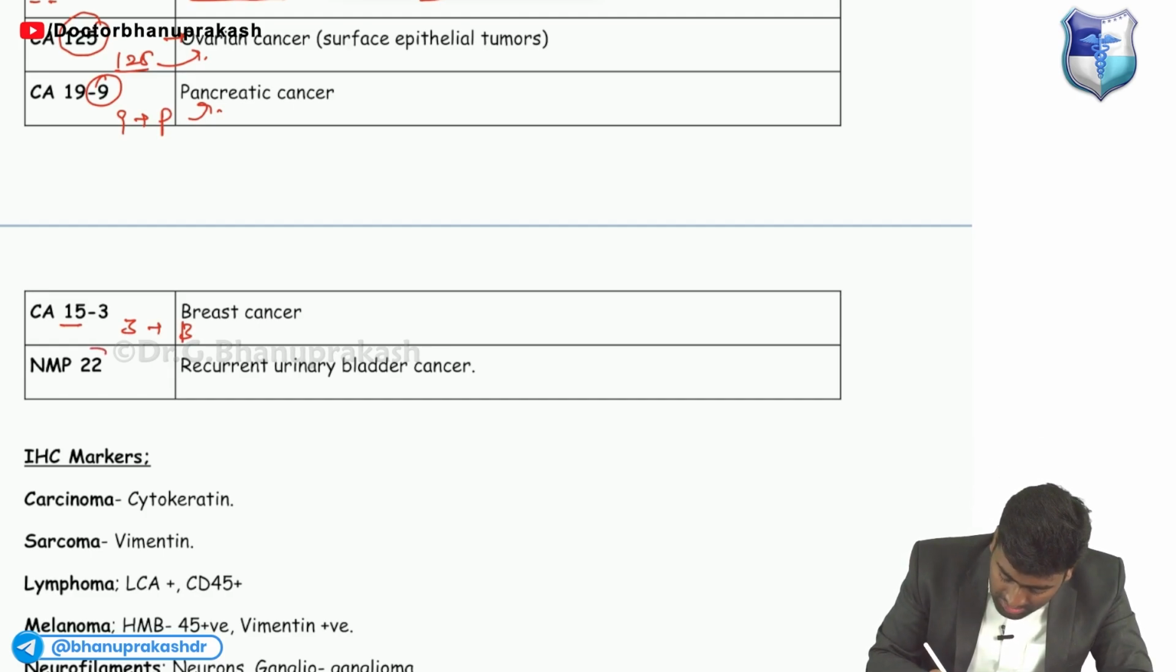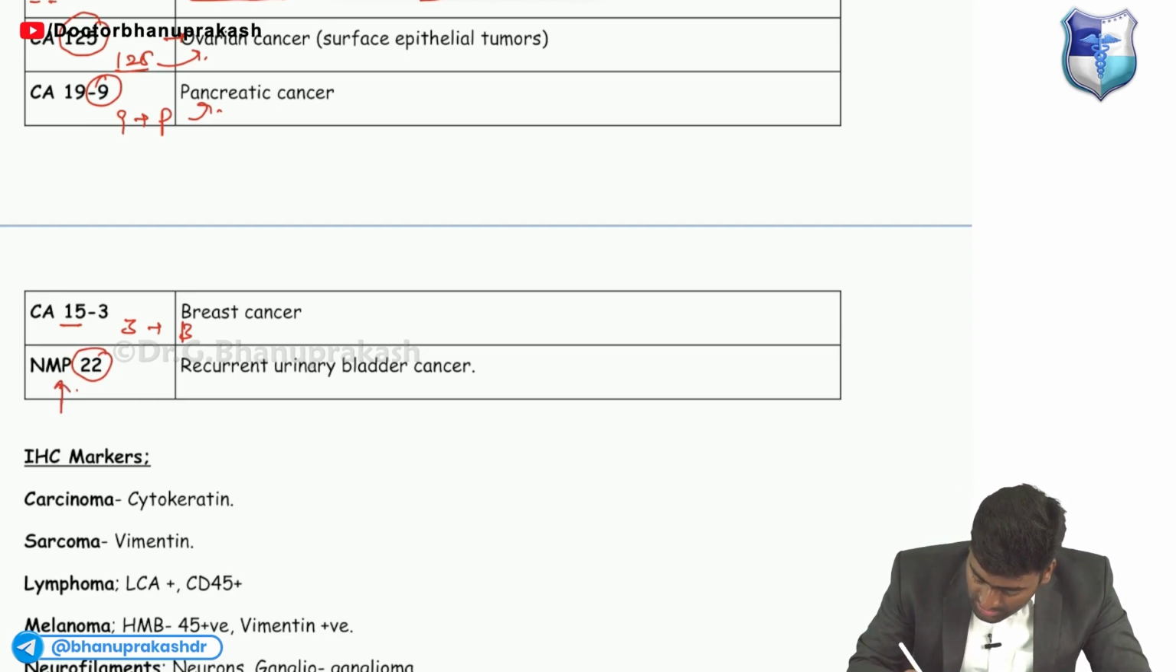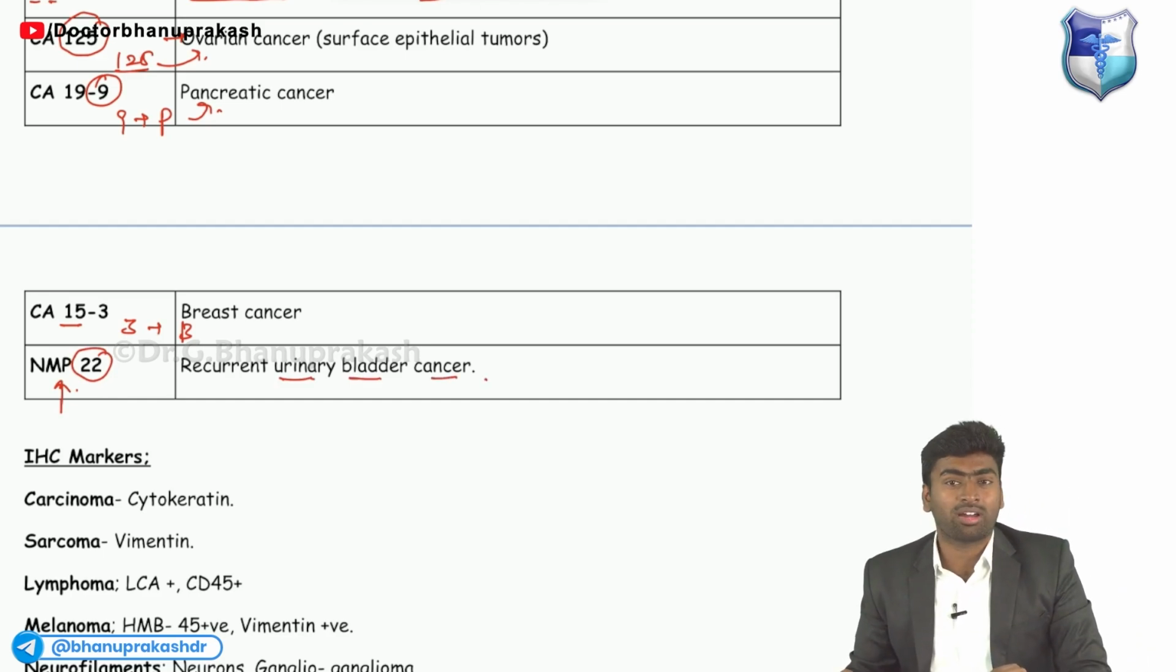And NMP22, just remember this, it may be asked in your upcoming examination. NMP22 is used as a tumor marker in a case of urinary bladder cancer.